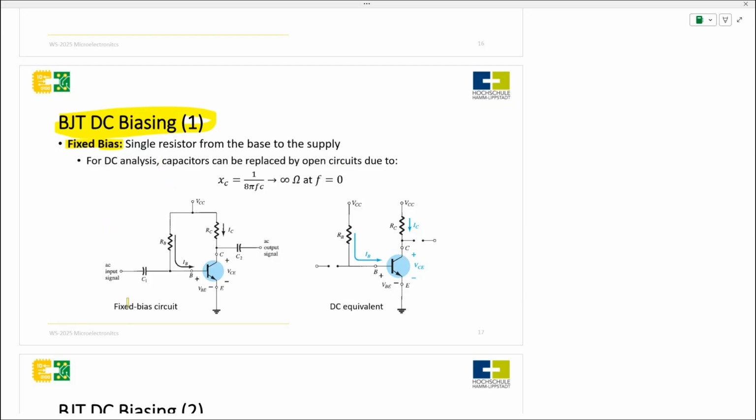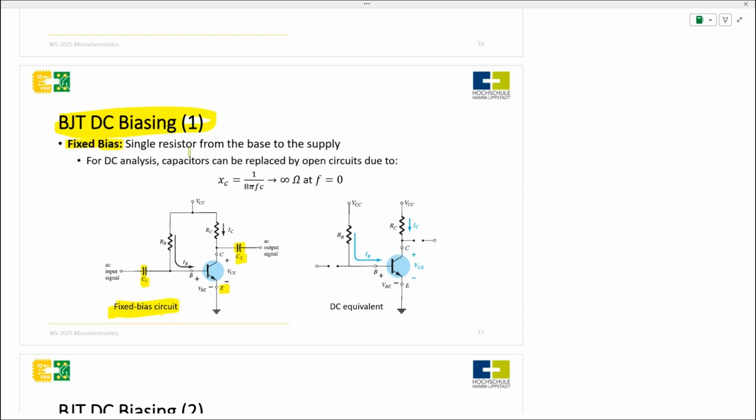So we have our fixed bias circuit. This is our fixed bias circuit. We have a resistor here, and we have our configuration. Our emitter is common, as a common emitter. Our output is our VCE, and we have a second capacitor here as well.